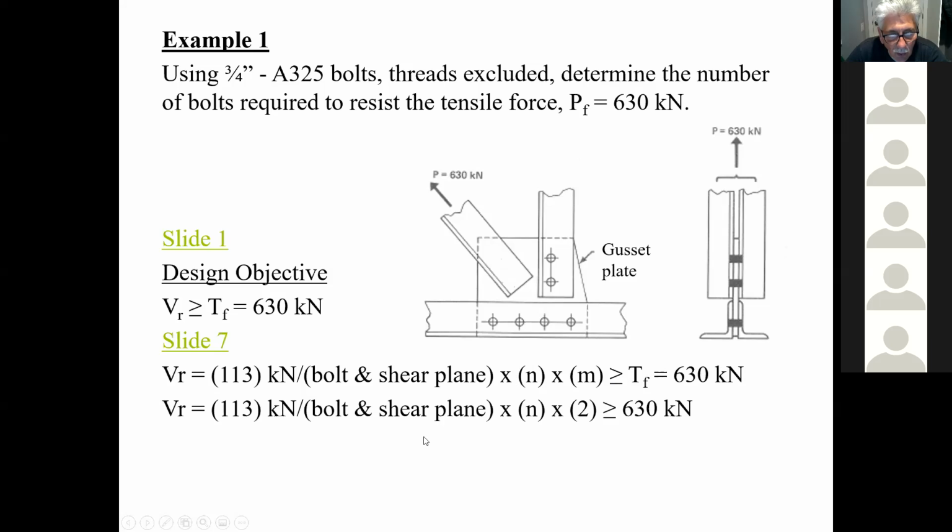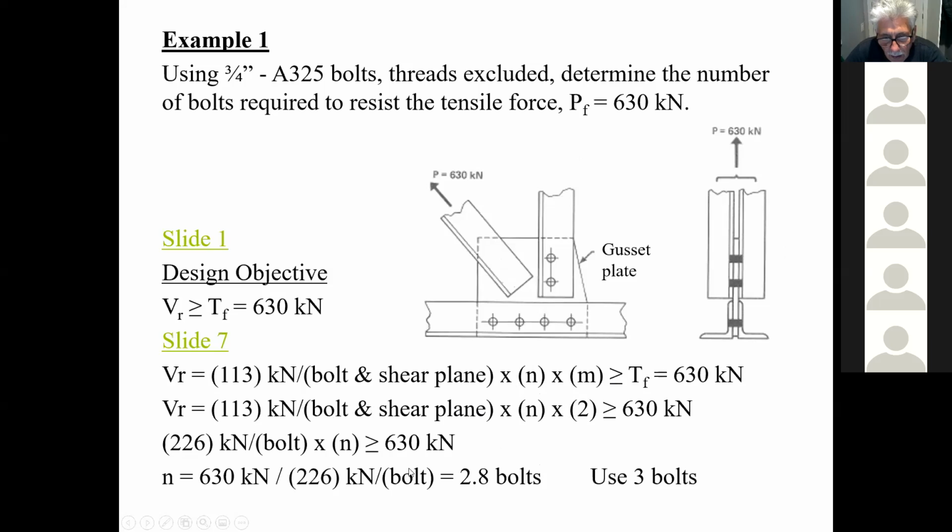So if I go on, I have 113, and this is what I'm trying to determine. Do I need 1 bolt, 2 bolts, 3 bolts? But I do know that I have 2 shear planes in this case, and when I solve this side, of course, I end up with 2.8 bolts, and anybody that puts 2.8 bolts on their test, when we do the last test, I'll give you 0. It's got to be at least 3. Fair enough, okay? So I'm going to be using 3 bolts.